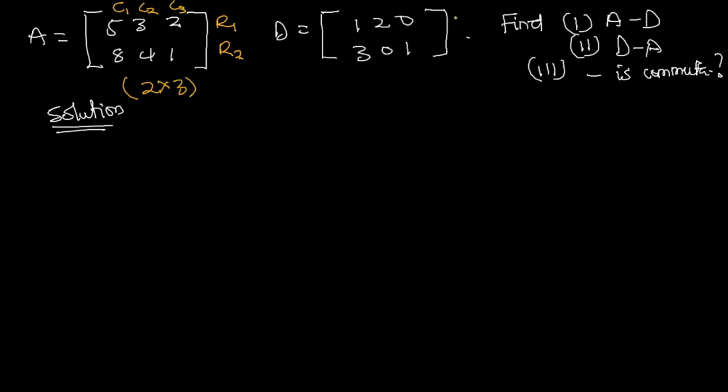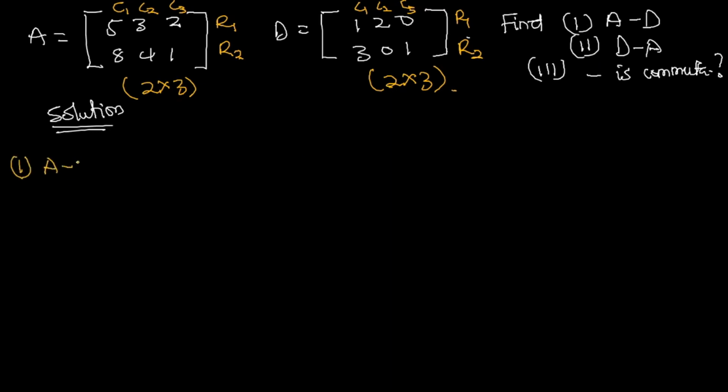So this side also has the same one. I have row 1, row 2, and then from top to down, I have column 1, column 2, and then column 3. So this is also a 2 by 3 matrix. So the fact that both of them are 2 by 3 matrices, I can add or subtract them easily. So let's look at A minus D.